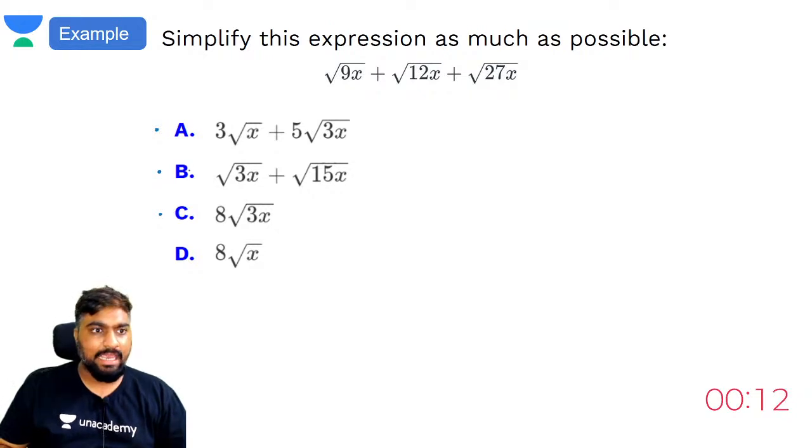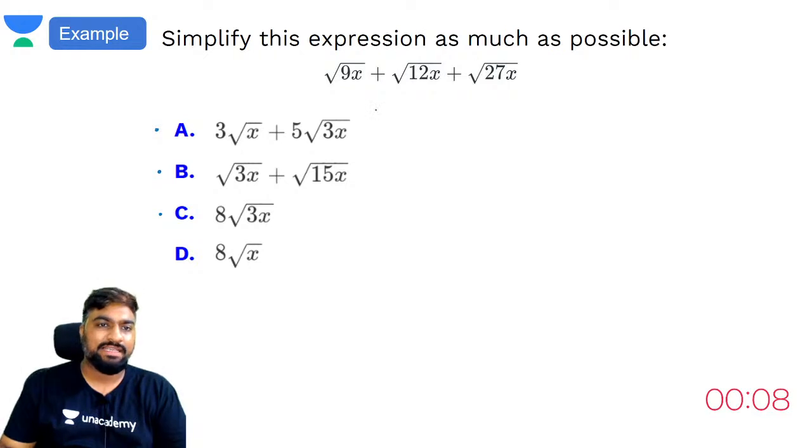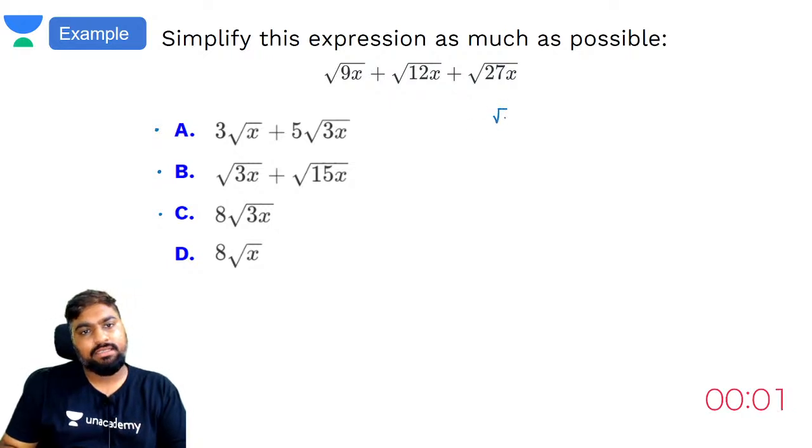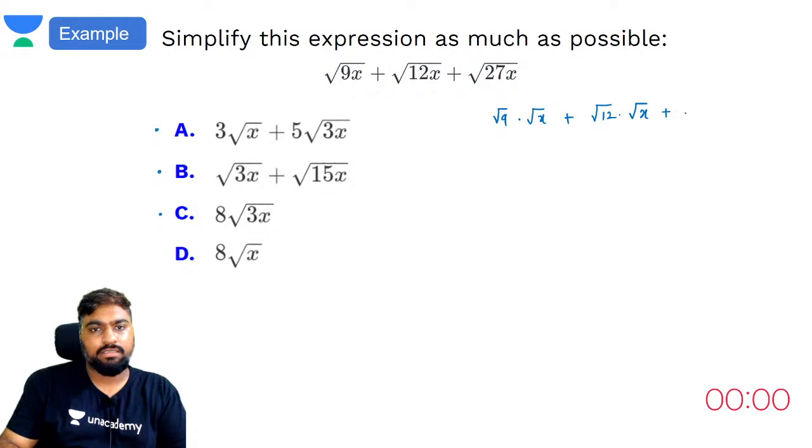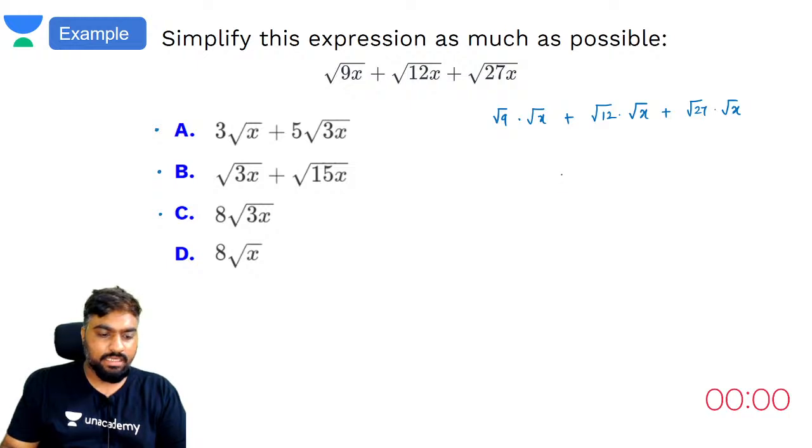A, C, A. Okay, chalo, let's look at this. So what do we have to do? We have to simplify this expression, right? So can I write this as root 9 into root x plus root 12 into root x plus root 27 into root x? Can I do that? Yes.